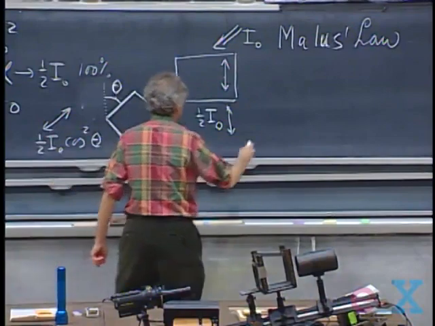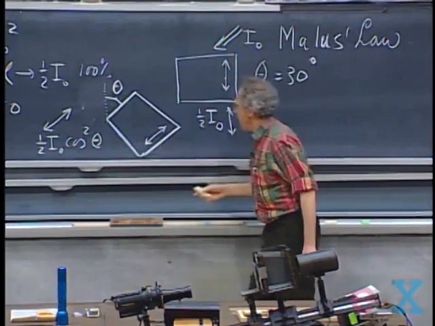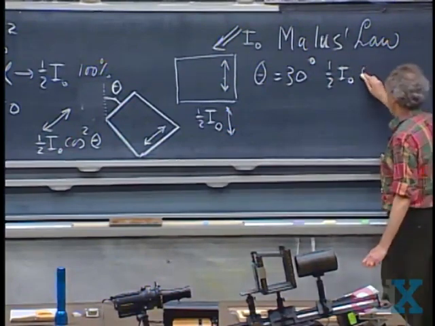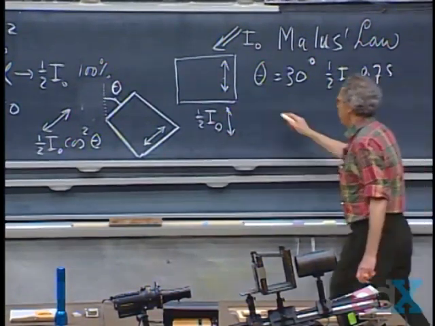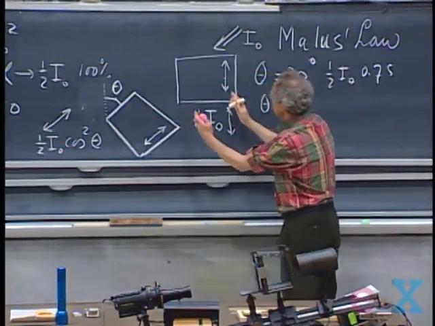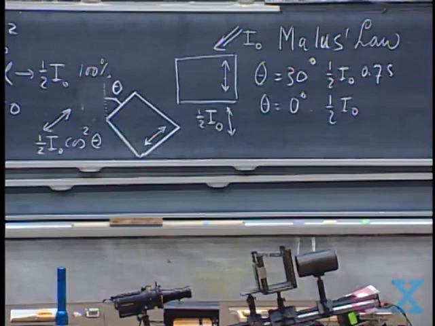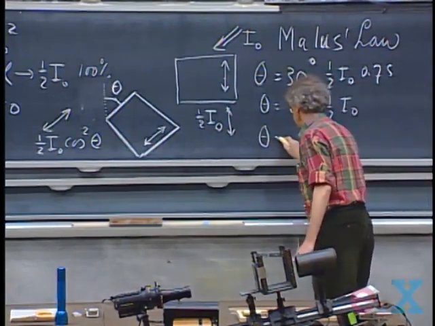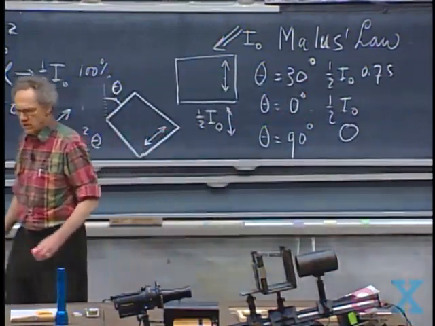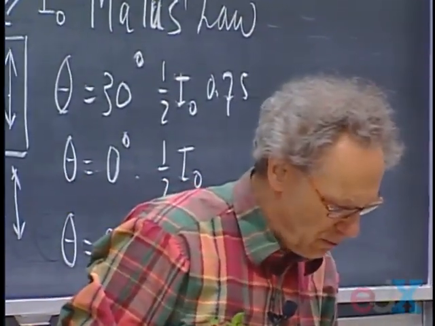If theta were 30 degrees, the light intensity here would be 1/2 I zero times the cosine square of 30 degrees, which is 0.75. If theta were 0 degrees, that means that this sheet is in the same direction as this one. If everything were ideal, 1/2 I zero would get through the second sheet. If theta is 90 degrees, then nothing will get through, because the cosine of 90 degrees is zero. We call that cross polarizers. If you cross them like this, no light will get through.